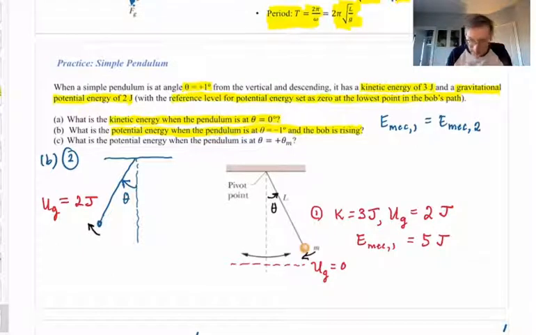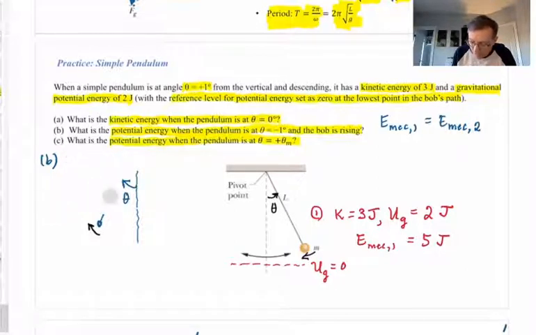Okay, or answer B. Question C. What is the potential energy when the pendulum is at plus theta max? Let's draw a new picture. A new picture 2.